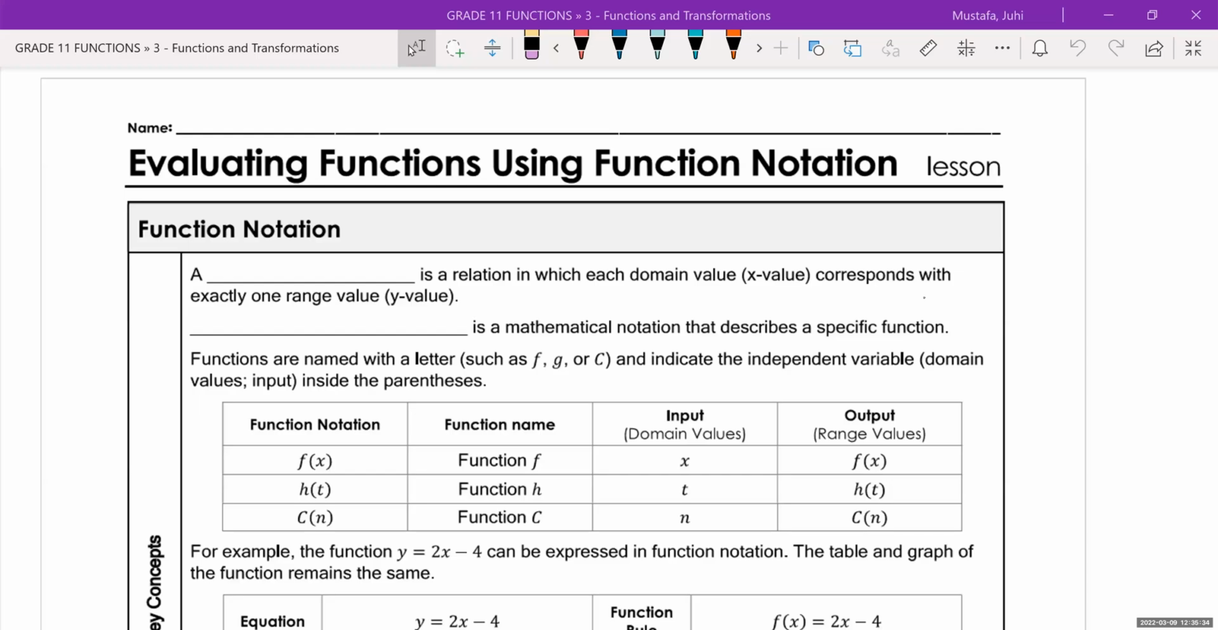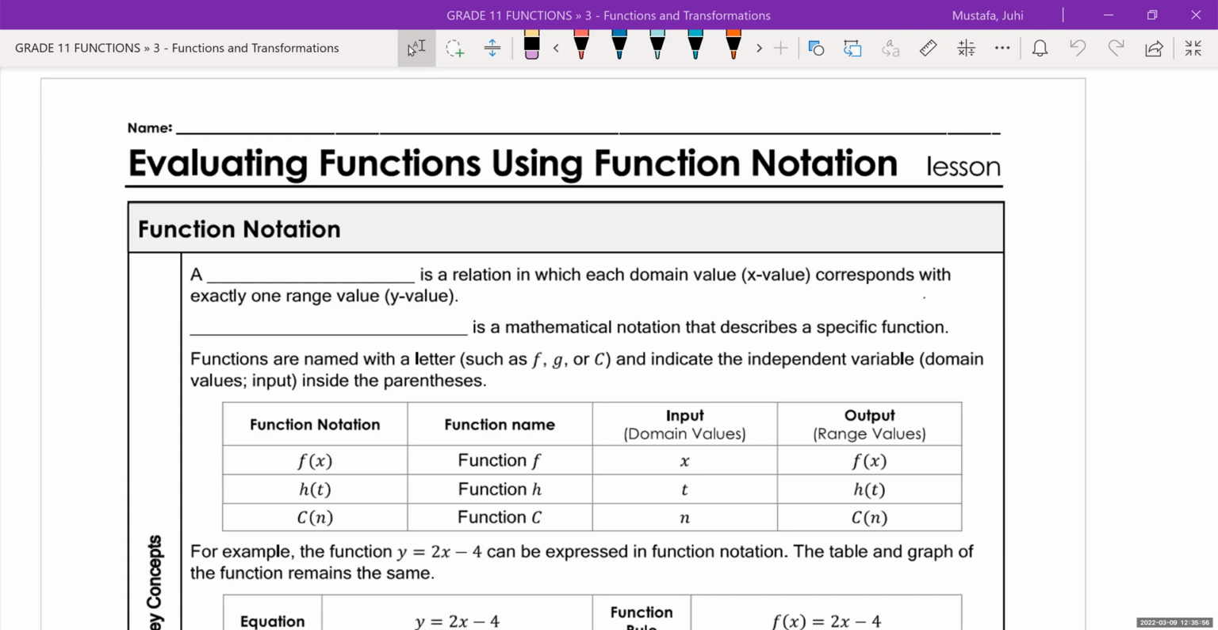So last class, we learned the difference between a function and a relation. And we now know that a function is very specific because for every x value, there's only one value for y. And we know how to figure it out using a table of values, using coordinates, using mapping diagrams, and also the vertical line test from a graph.